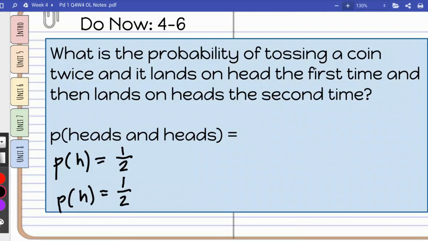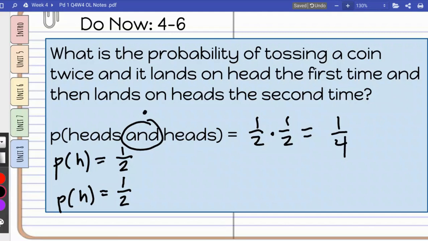I'm going to take the two probabilities and multiply them together because "and" in probability means multiplication. And when you do this, you get 1 over 4. So the probability that you're going to get heads and then another heads is 1/4.